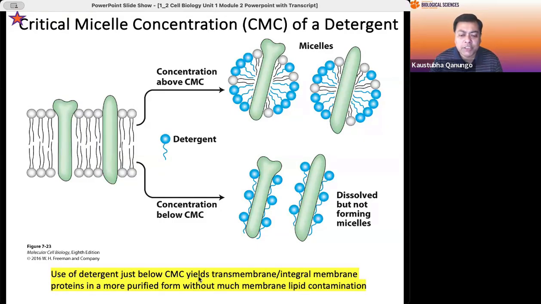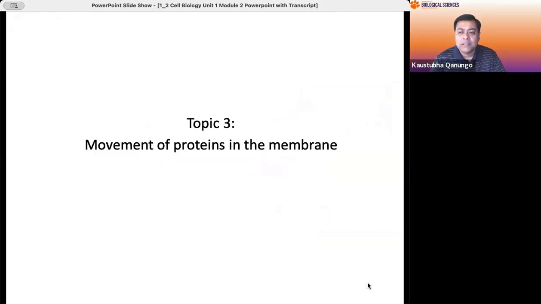Use of detergent just below the critical micellar concentration yields transmembrane integral protein in a more purified form without much membrane lipid contamination. This is a typical type of question that we can ask.